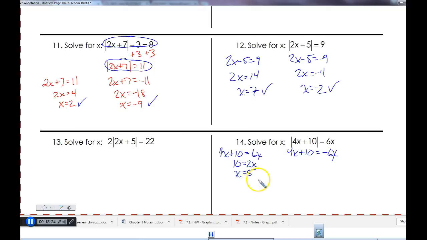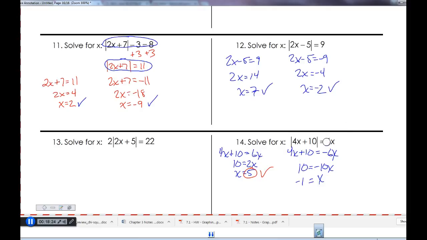Well, we'll check that solution in a minute. Over here, if I subtracted 4x from both sides, I would have 10 equals negative 10x. Divide both sides by negative 10, x equals negative 1. Well, let's check our solutions there. If I'm going to plug in 5, 4 times 5 is 20, plus 10 is 30. The absolute value of 30 is 30. So 30 equals 6 times 5 is 30. So yes, that solution checks out.